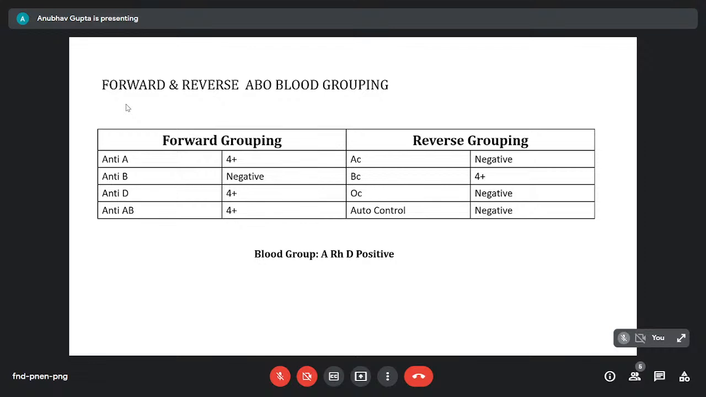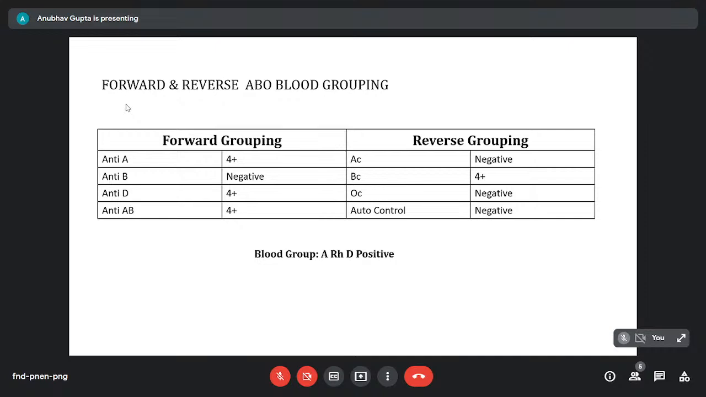So in reverse grouping, we have the plasma, and in the plasma we have the antibodies, but these antibodies are unknown. For unknown antibodies, we should have the known antigen to be typed. So we will take the plasma from the patient, and we don't know what antibodies are present, whether it can be anti-A or anti-B. For that, we will add red cells with the known phenotype to that plasma. If these pooled cells give the reaction, we can say that the plasma is harboring that antibody and reacting with that antigen.